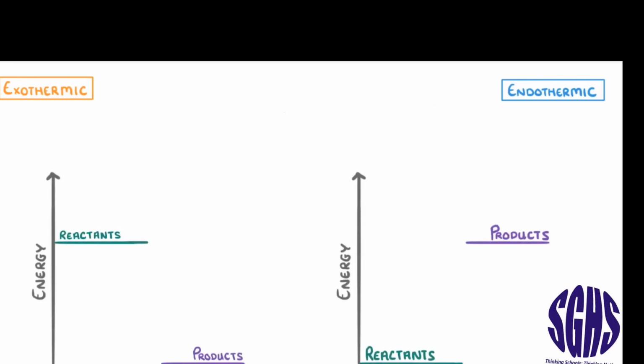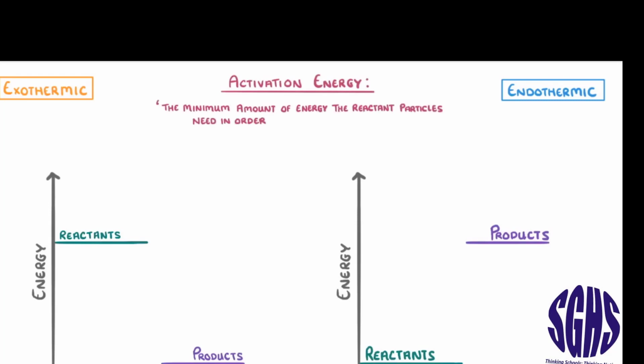The last thing we need to cover is activation energy, which is the minimum amount of energy the reactant particles need in order to collide with each other and react. So the greater the activation energy, the more energy that will be required to start the reaction. We can show this activation energy on our reaction profiles when we draw a curve from the reactants to the products to show how the energy changes during the reaction.